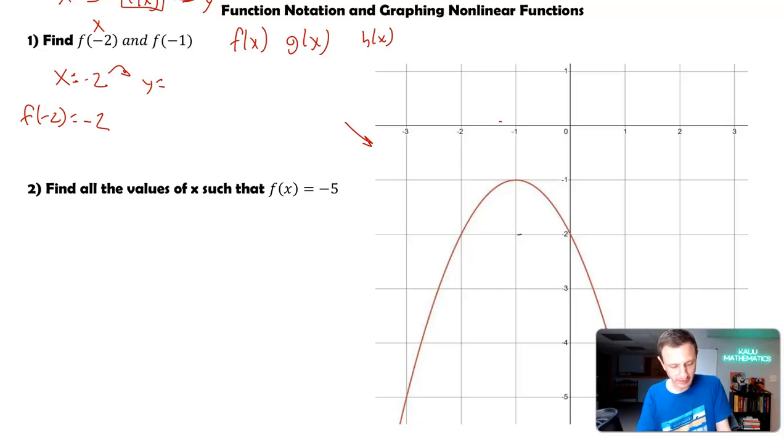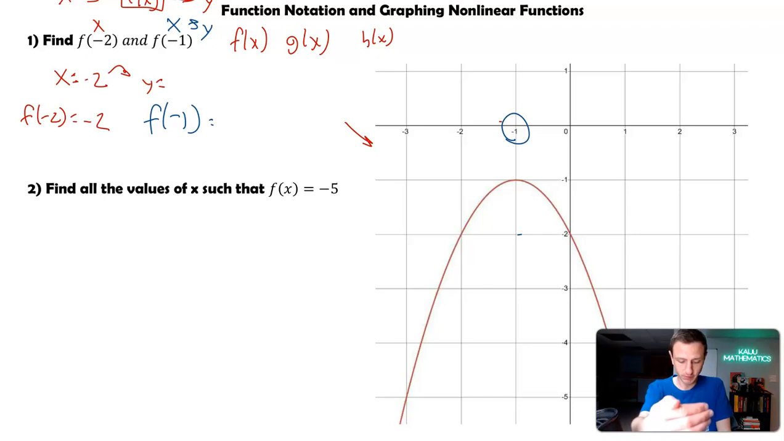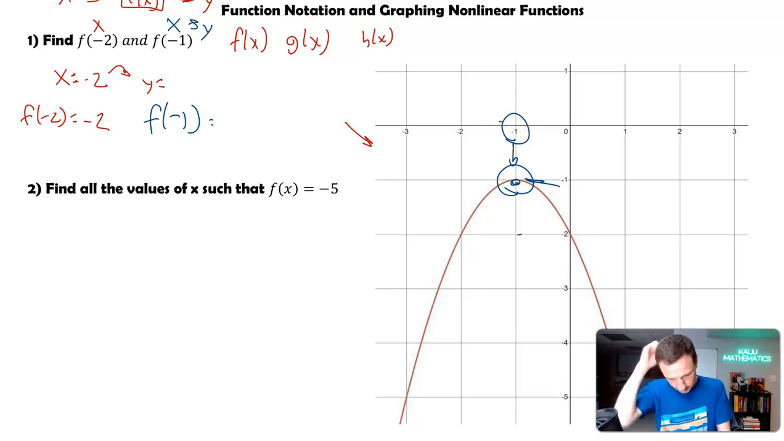Let's look at f of -1. So f of -1 is when we plug in the x value of -1, what is the y value that we get back? So here's the x value. We plug the x value into the function. We get back this y value, also -1. That point right there crosses right there. So when x is equal to -1, we're right there at -1.